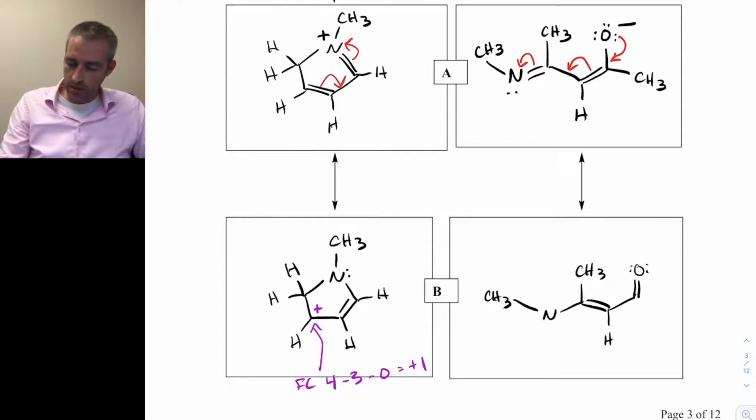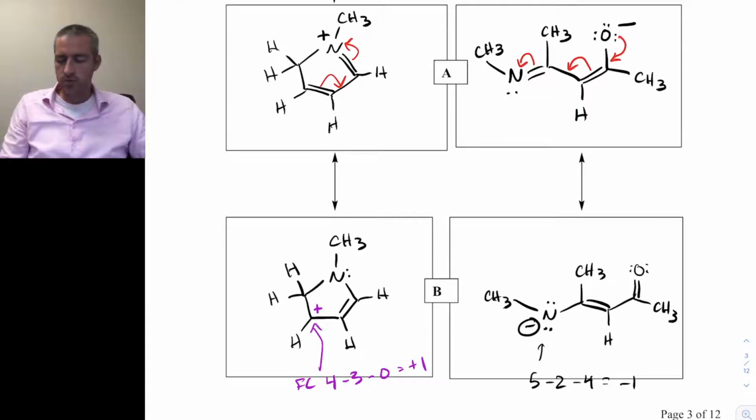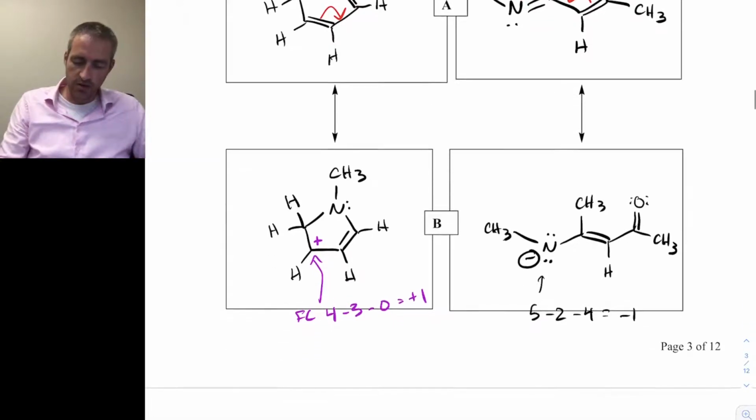Our carbonyl is back. Now our nitrogen had a lone pair, and we just pushed another pair of electrons onto the nitrogen, so it gets a second lone pair. And if you look at the formal charge on the nitrogen, 5 valence electrons for nitrogen, minus 2 for the bonds, minus 4 for the unshared electrons is negative 1. So that nitrogen gets a minus 1 charge, and this is our third possible structure.